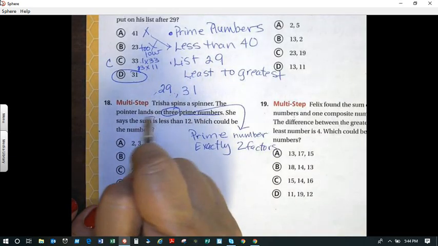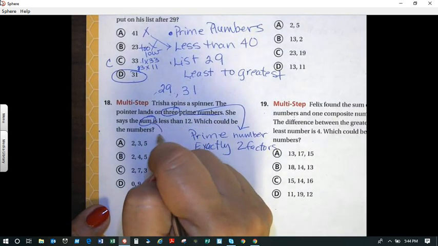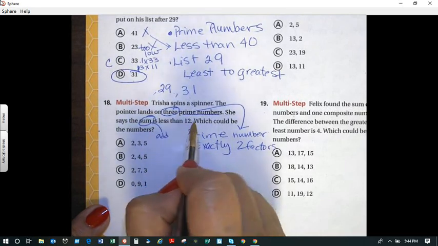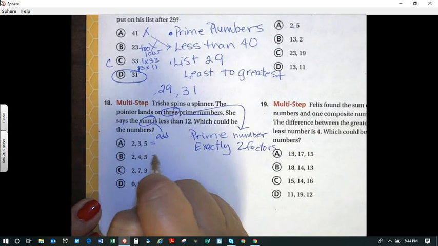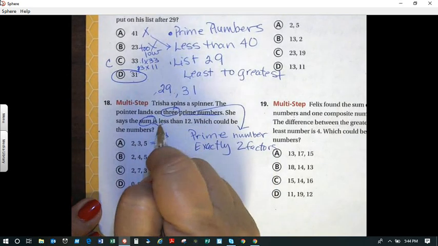Oops. So we said sum. What kind of a problem is that? Which operation does that have with the sum? You're absolutely right. It's an addition problem. Very good. Is less than 12. So which could be the numbers? So I need to make sure that these need to be less than 12.